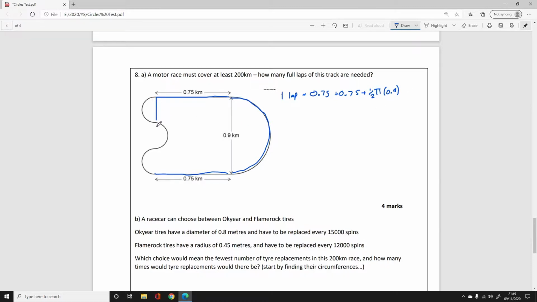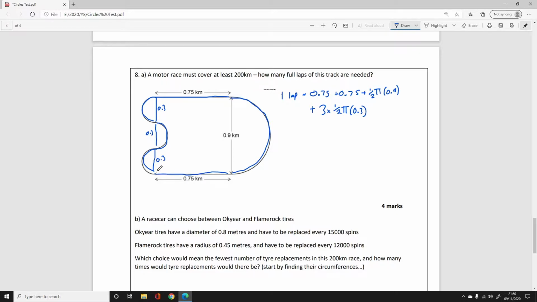Now it's useful to think about what the diameter of one of these little wheels would be, because we can see that we've got 0.9 kilometers that's been split into three bits. So each of the diameters of these little semicircles should be 0.3. So we're also going to have to add on 3 lots of, because there's 3 of them, a half times pi times 0.3, and that will cover our 3 little semicircles, and that'll be the entire way around the track.